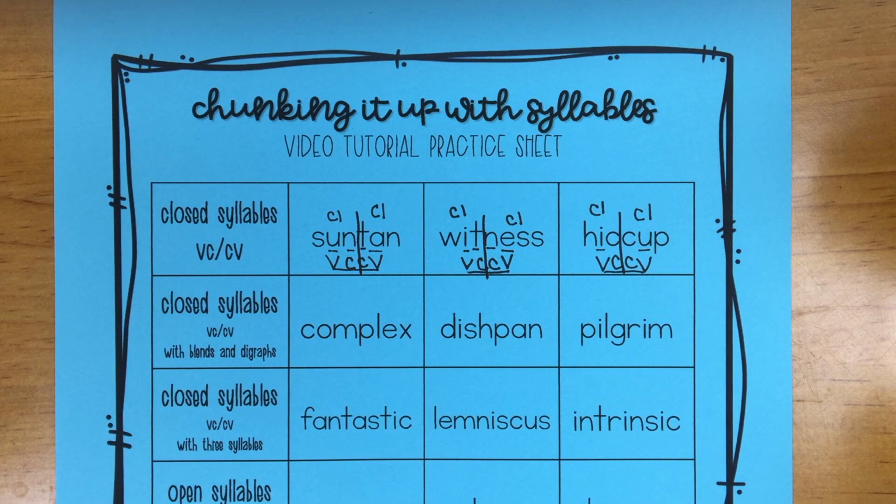As we move on, you will see that we're going to decode closed syllable words with blends and digraphs. The strategy is the same, but when we're working with blends and digraphs, because these groups of letters make one sound, we're only going to count them as 1 consonant.